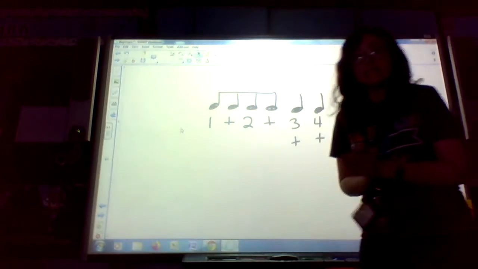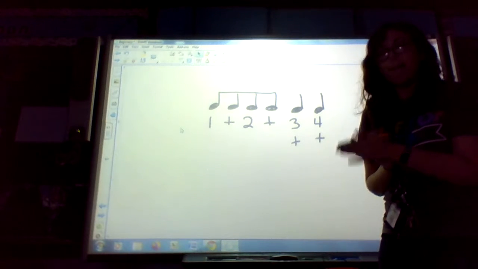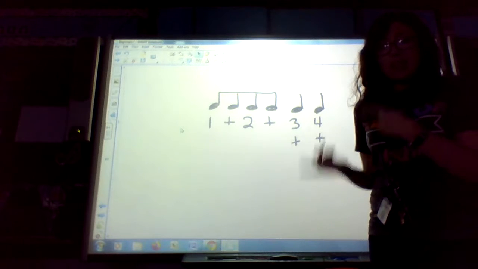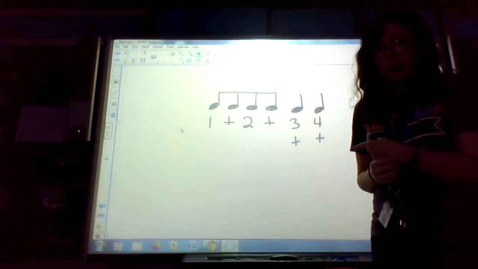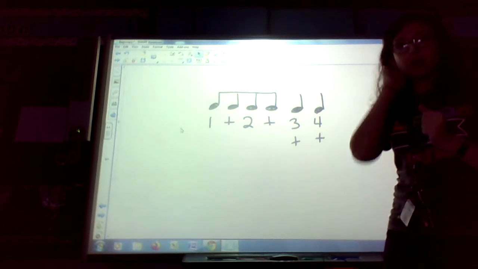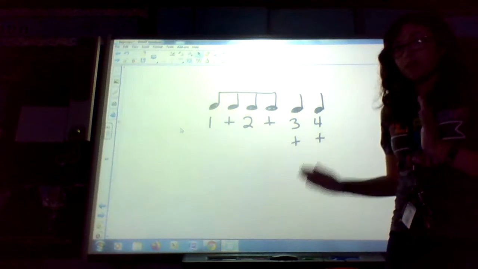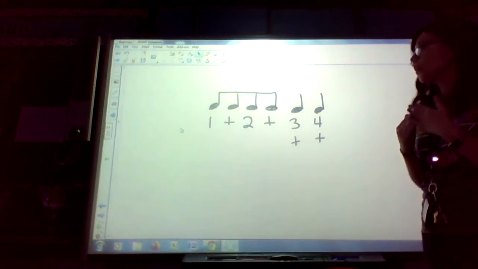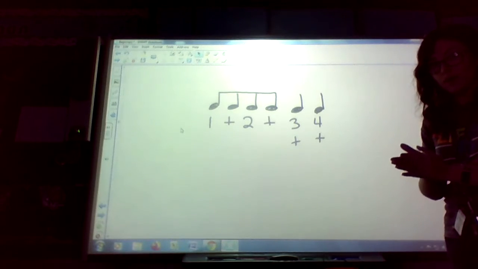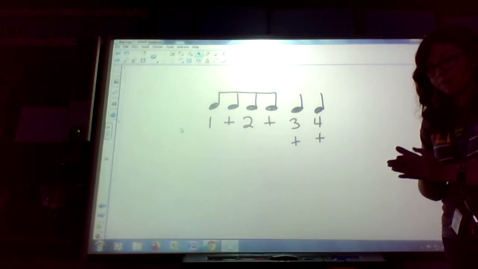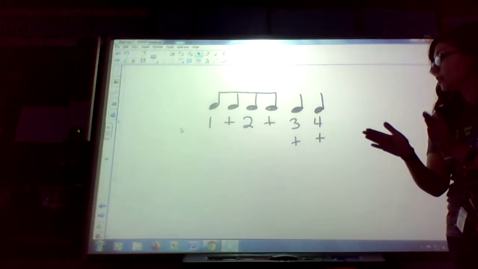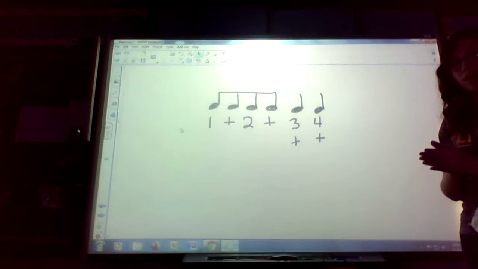For my orchestra players, this is the same rhythm that you have in Pepperoni Pizza, number 67, I believe. For my band students, this is the same rhythm as Boil Them Cabbage Down, number 34. So no matter what instrument you play, same rhythm. But for band, it's in 2/4, not 4/4. So this rhythm we clap by going 1 and 2 and 3 and 4 and. Try it with me. 3 and 4 and 1 and 2 and 3 and 4 and.